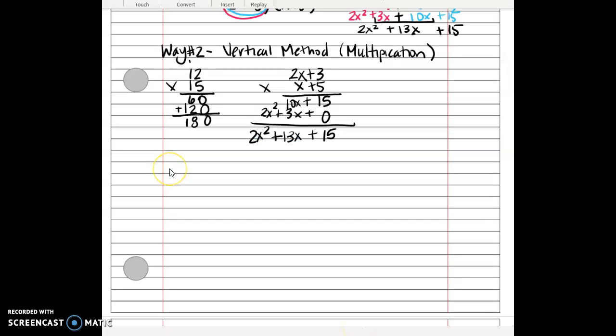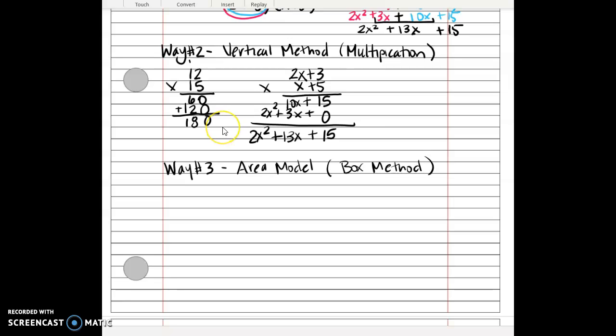All right, so let's look at the third way. Way number 3. This is probably my favorite way, because it's really useful and it works every time. So I'm going to call this the area model, or you might hear it called the box method.